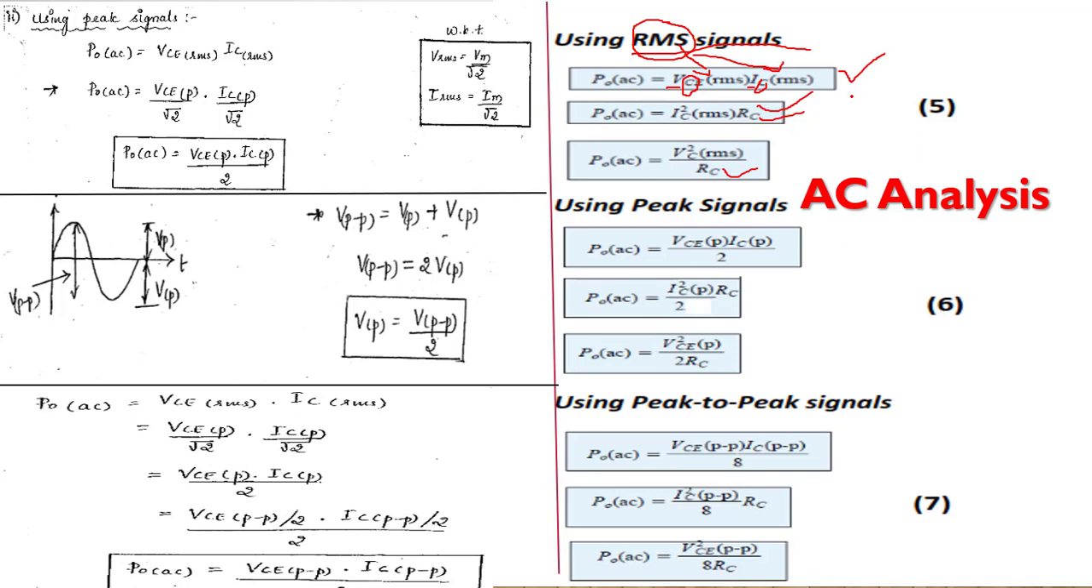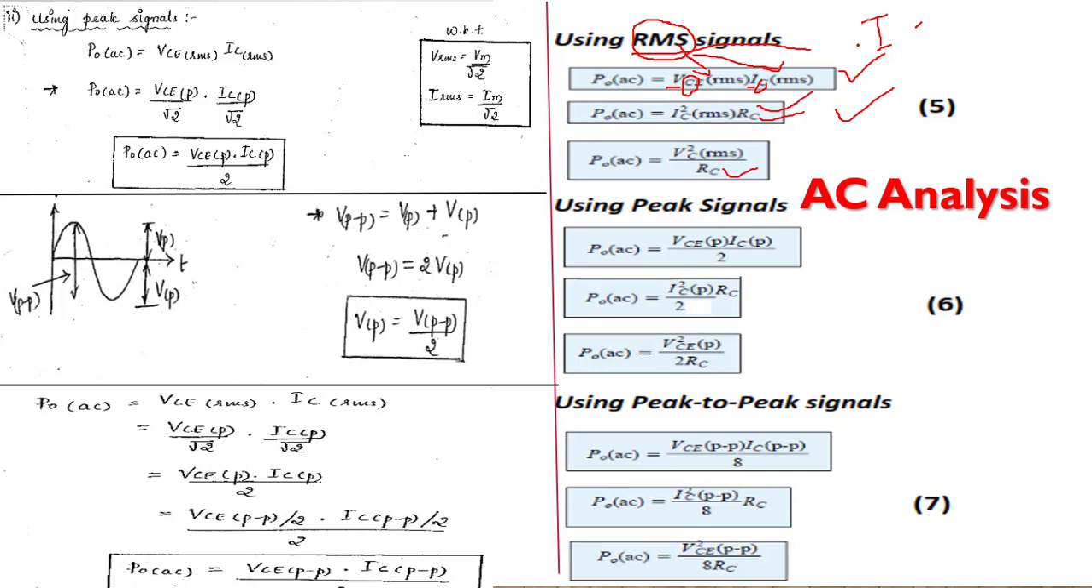Power, we can take in three equations: the voltage and current relation, the current and resistance relation, and the voltage and resistance relation. All three equations I have taken and represented as RMS, with the current as IC, the voltage as VCE, and the resistance as RC. This is all about the RMS signal.